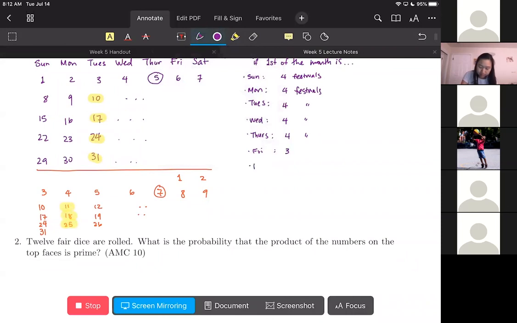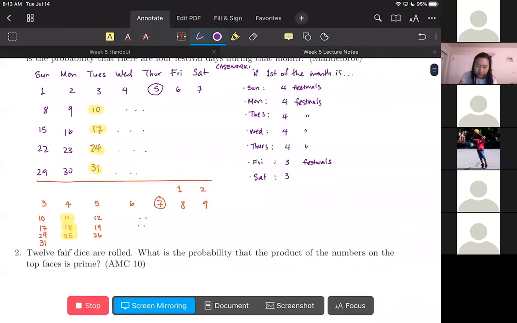And then finally, what if the first day is a Saturday? So not 3, yeah. Yeah, it's going to be 3 as well. And you can see that by looking at this orange. Basically, if the first day shifts to Saturday, we're going to have the same thing. The 31st is going to land on a Monday. And so there's only going to be 3 festival Tuesdays.